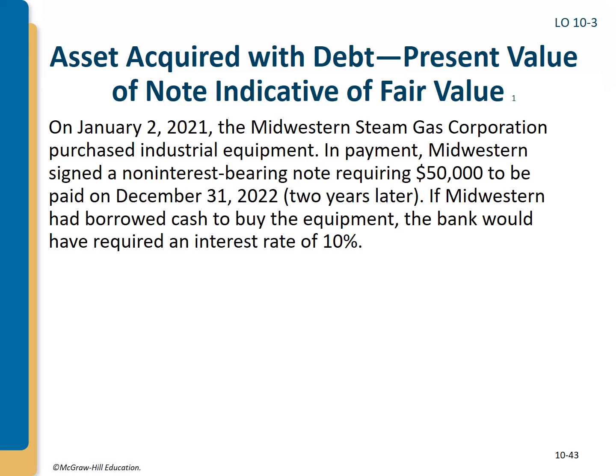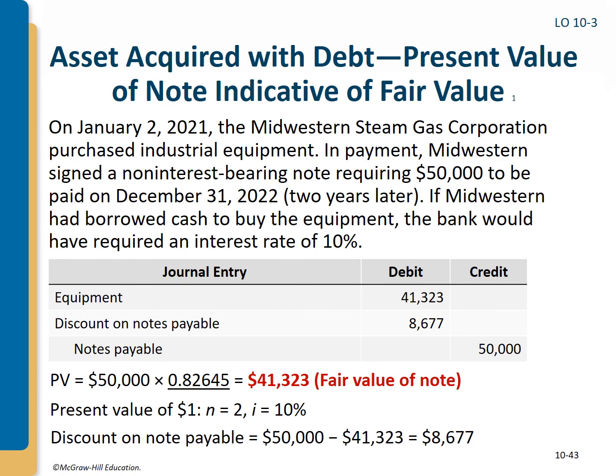Well, if that's the case, we need to know what that $50,000 is worth today, because that's how much they're buying it at. So we need to find the present value of that note. $50,000, 10% interest rate, 2 periods, the factor would be 0.82645. So they're really buying the equipment. Its cost today is $41,323, the present value of that future payment.